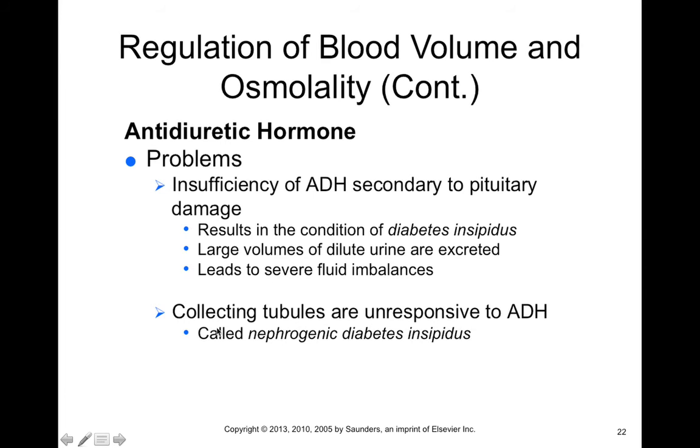Or we might find that the collecting tubules are no longer responsive to antidiuretic hormone. We call this nephrogenic diabetes insipidus, where you might have enough of the hormone present, but if the tubules are no longer responsive, then you can't reabsorb water in response to that hormone. So then you still end up with excessive urination and water loss, which again leads to fluid and electrolyte imbalances.